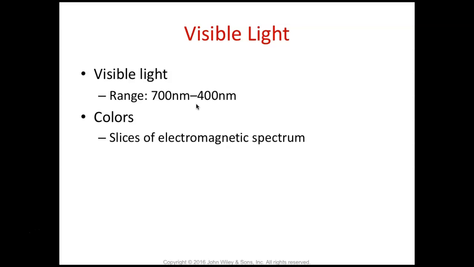The last is visible light, which has the range of 700 nanometers to 400 nanometers, and these colors are basically slices of the electromagnetic spectrum. As I said, when you looked at that glass prism, it was able to separate light, which is all of this combined together as basically bright white light. Different wavelengths bend out of that prism, and then you get to see what we perceive as visible light, basically a rainbow, which is a sequence of colored bands.